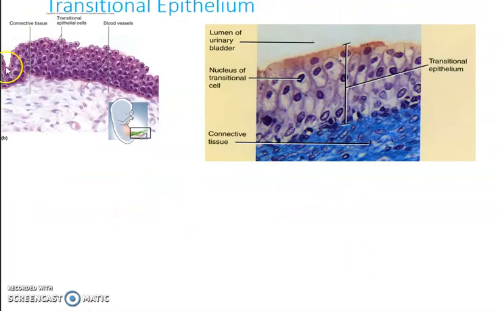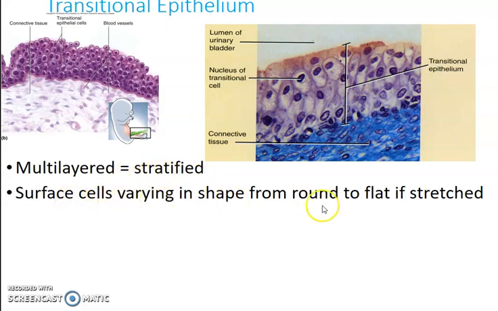So here in the transitional, look, it's not even, the cells are just random shapes. It's multi-layered, so it is a true stratified. Cells vary in shape from round to flat, depending on if it is stretched or not. And you find it in the urinary system. So I have actually seen some slides from manufacturers. Instead of saying transitional epithelial, it says urinary epithelial because you have it in the urinary tract.